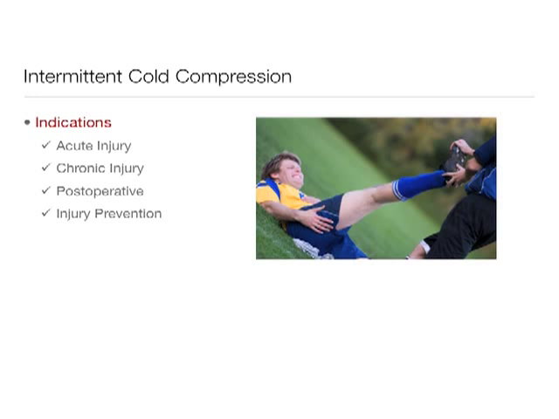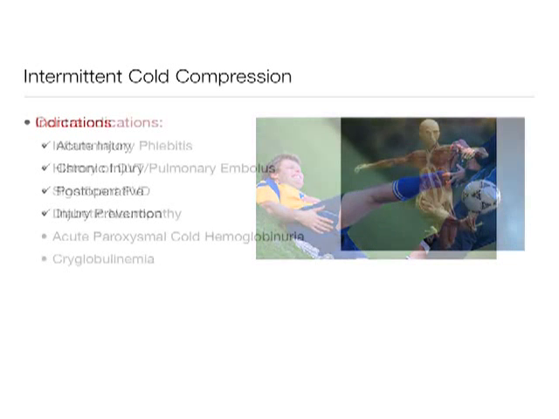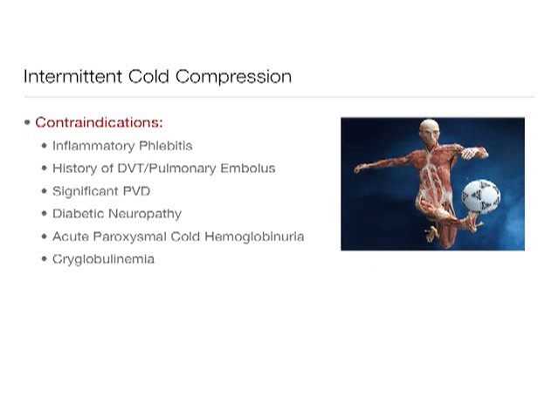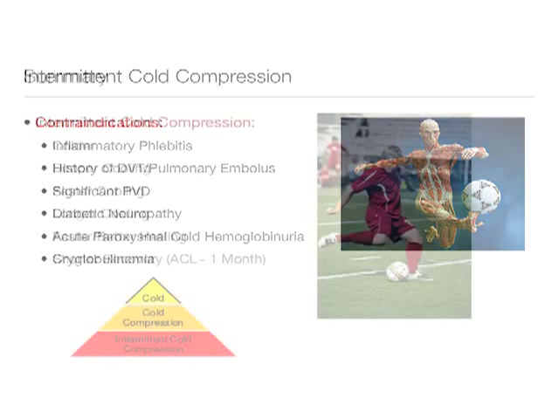So what we can see is that the indications are both for acute injuries and chronic injuries, very important post-operatively, as well as potentially also for injury prevention for chronic inflammatory problems like tendonitis and associated pathology. There are some contraindications that you need to know about. Particularly a history of deep vein thrombosis, significant peripheral vascular disease, or problems with diabetic neuropathy are indicators that you should not use this.